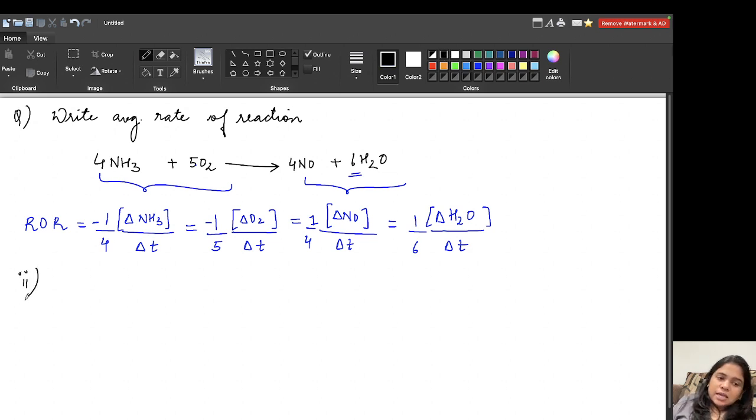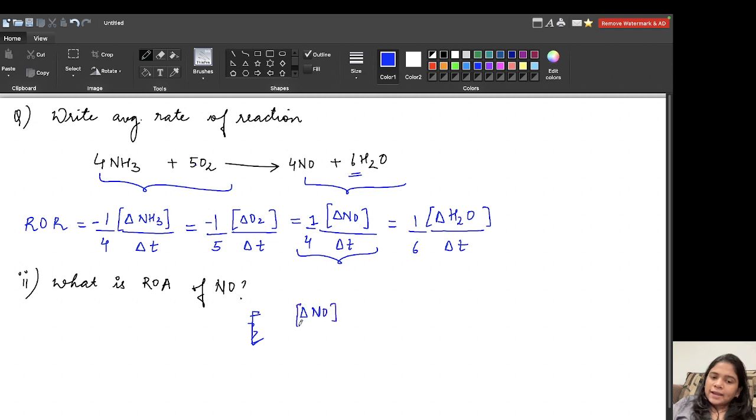Second, it's asking, what is the rate of appearance of NO? Same thing, but without any coefficient, without any sign, and with a mod. So it will be delta NO by delta T with a mod. That's your rate of appearance of NO.